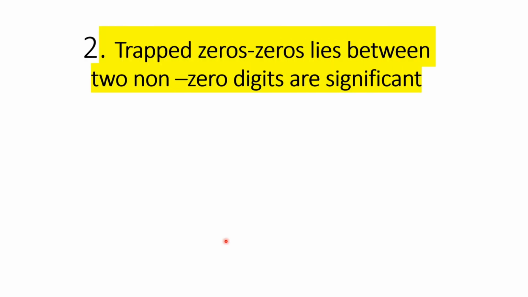The next rule is trapped zeros. That is, zeros that lie between two non-zero digits are significant. So if 0 is trapped in between two non-zero digits, then it is significant. See for example here 1 and 2 are non-zero digits. 0 is trapped, so you have to count that. So how many significant figures? 3 significant figures. Let us consider the next example. There are two zeros trapped between two non-zero digits, 1 and 2. So there are two zeros. Then how many significant figures? So it is 4.